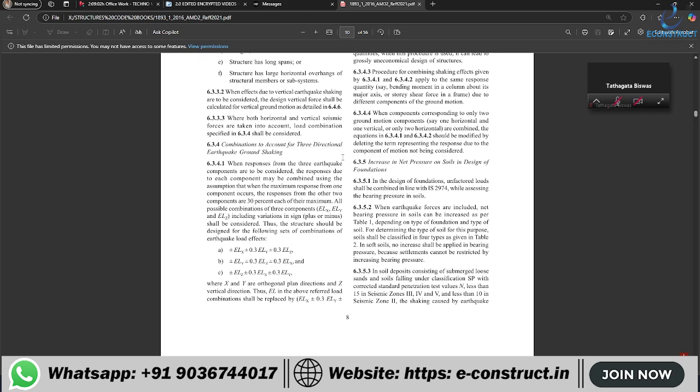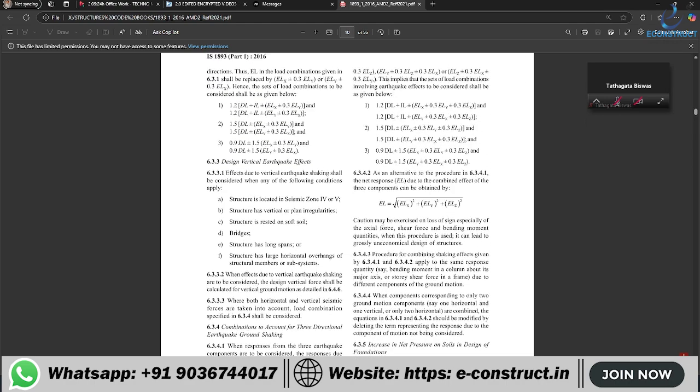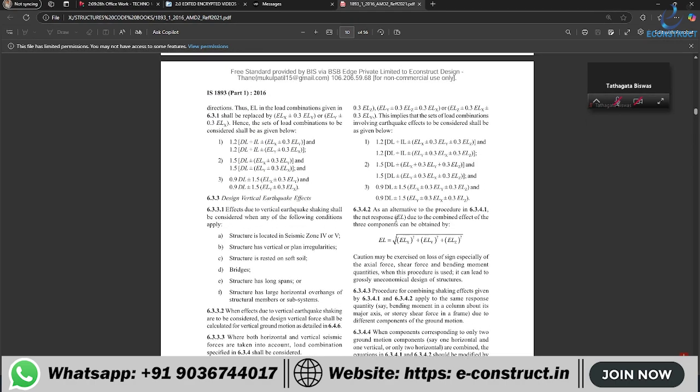Yeah, please proceed. All possible combinations of three components ELX, ELY and ELZ, including variations in sign plus or minus, shall be considered. Thus, the structure should be designed for the following sets of combinations of earthquake load effects. No need to read that. You can proceed directly here. These combinations we have already discussed, so you can go to 6.3.4.2.